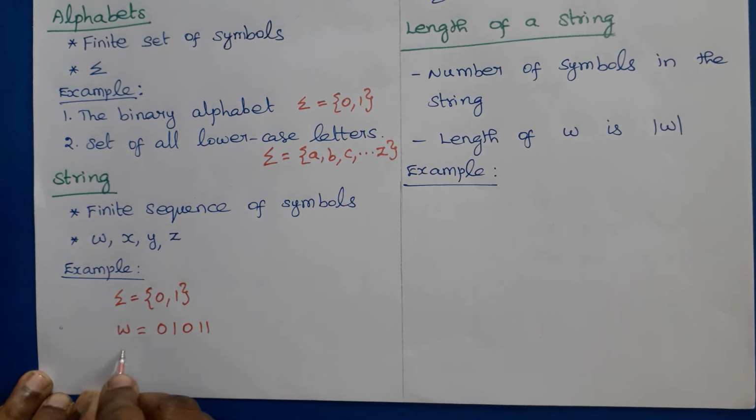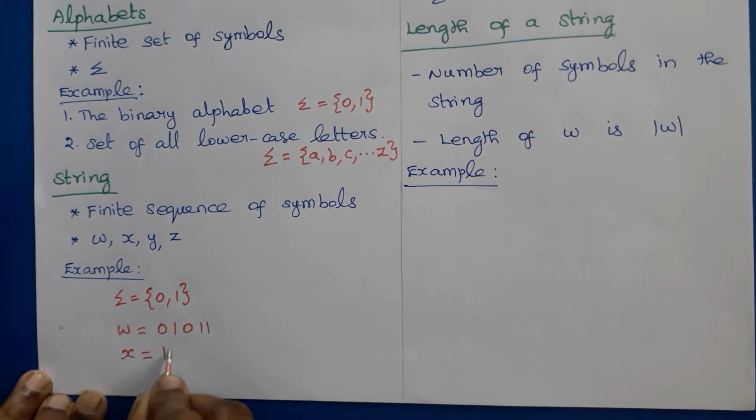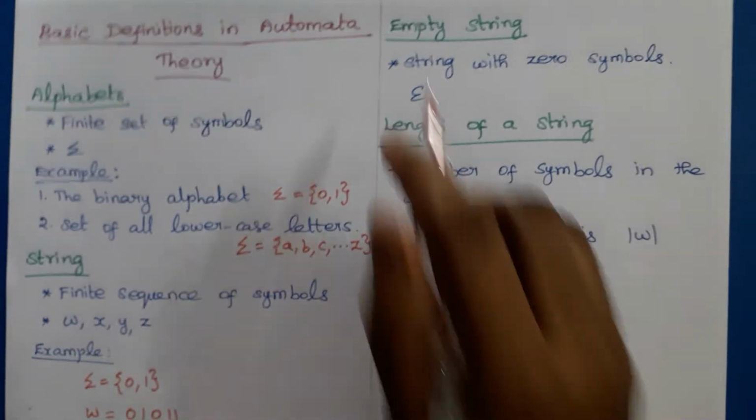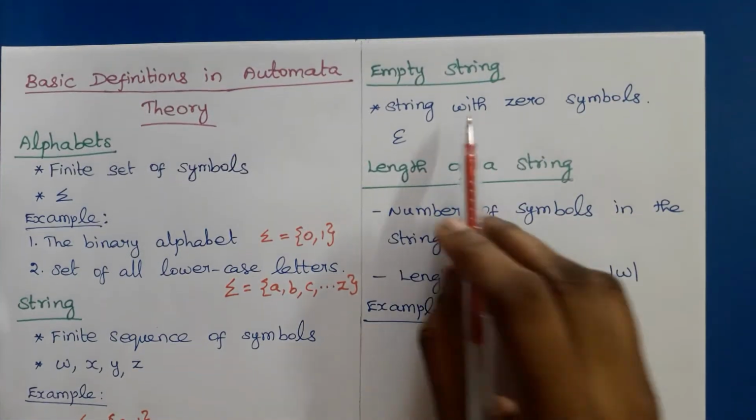Similarly, we can write another string x equals 110. So all symbols must be chosen from the corresponding alphabet. So these are examples of binary strings. Okay. So the next one is the empty string.